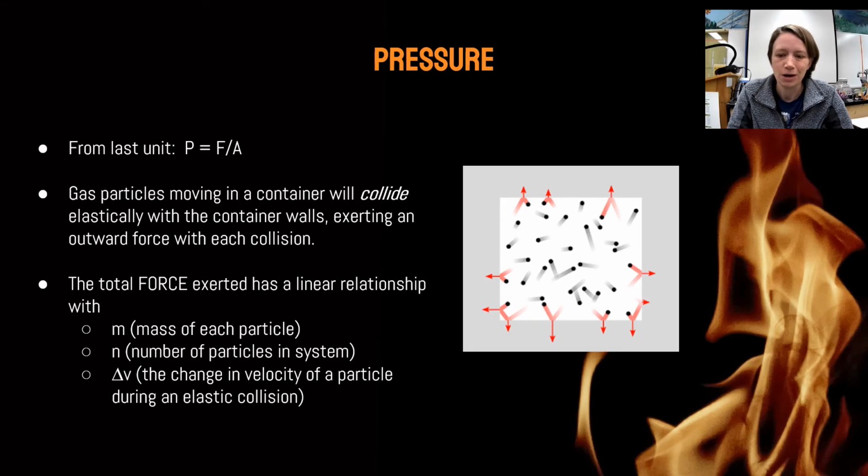A quick note about that: remember we said if it's an elastic collision and the particle comes in at 2 and bounces off at -2, then delta V in that case would actually be 4 because we're changing by 4. So that's a little nuance, but it comes up in problems. The faster the particles are moving, the more force they're going to exert, and thus the more pressure they're going to exert on the containers as well.